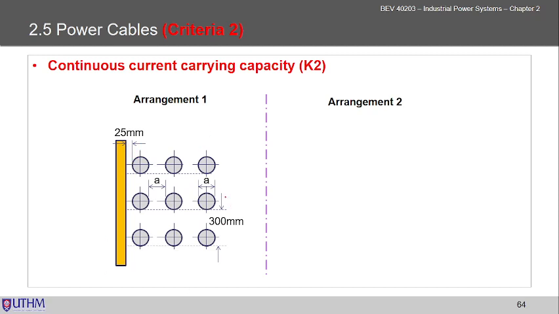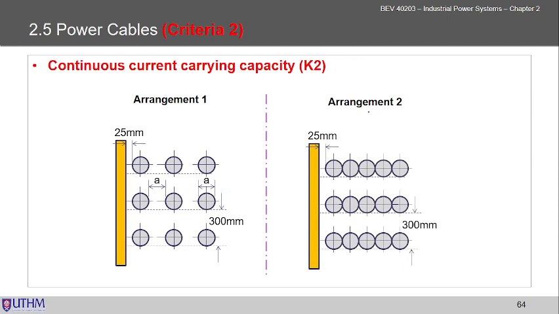So if we arrange our cables in these arrangements, then we have to see the K2 for arrangement one. For arrangement 2, we have cables laid horizontally, and each cable is touching the other. The vertical gap still remains the same, 300 mm, and to the wall also 25 mm, but the most important thing is the cables are touching each other. Why does this matter? Just imagine the impact of the proximity effect, especially the capacitance effect.